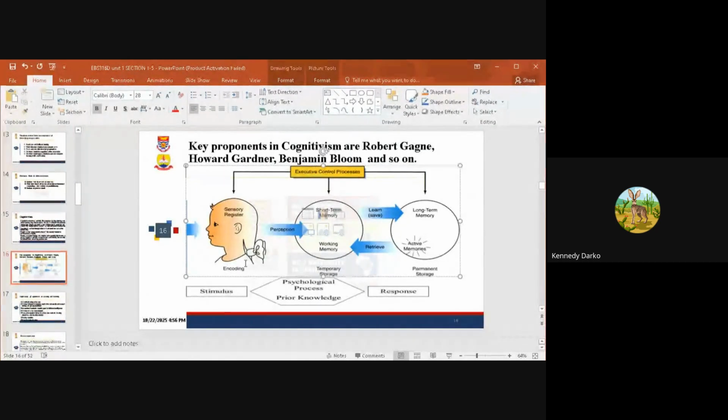So when you are encoding, we are saying that here it is in the short-term memory, which is the temporary storage memory. Then from the temporary storage memory, it can go towards permanent storage memory. So it's just like the top one.